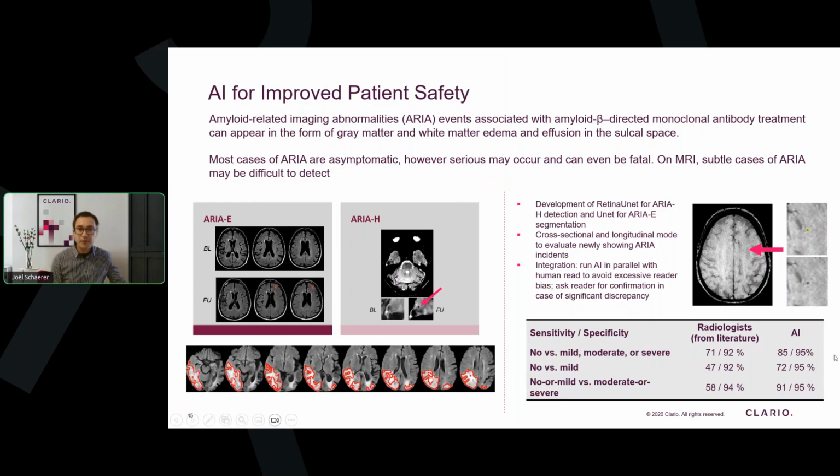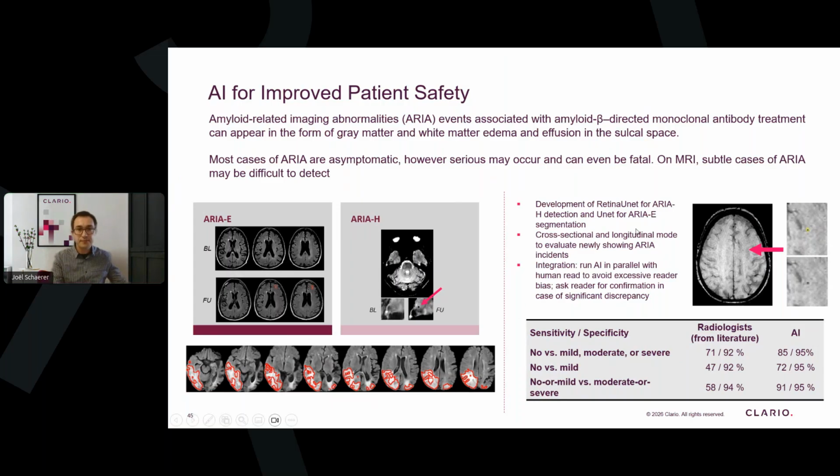Finally, for this model, it was important to integrate the model in a way that does not bias the readers in order to maximize patient safety. So the way we integrated the model is to have the reader work in parallel with the AI. The reader is not shown the AI results when they do their work. However, when they're ready to submit the work, the system will automatically flag cases where there is significant discrepancy between the AI results and the human results, and ask the reader for confirmation in these cases.